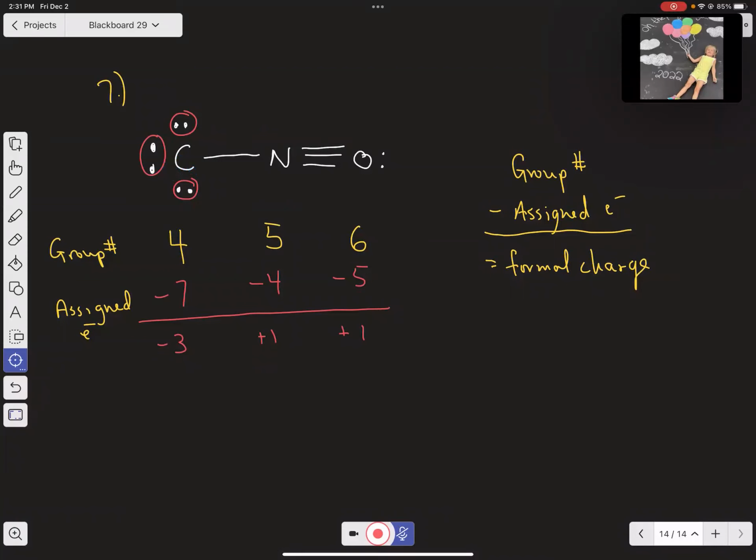So yes, this is a Lewis structure, but it's not the best Lewis structure we could come up with because of the charges and where the charges are in that Lewis structure.